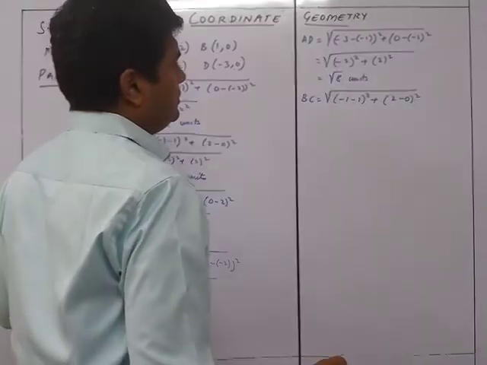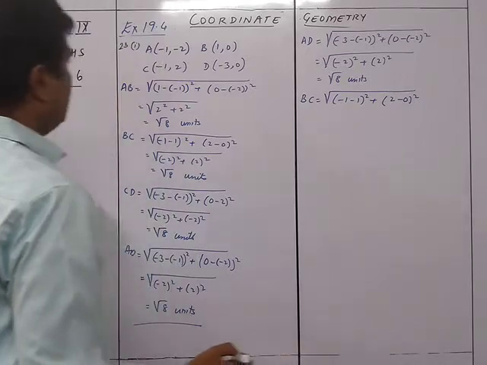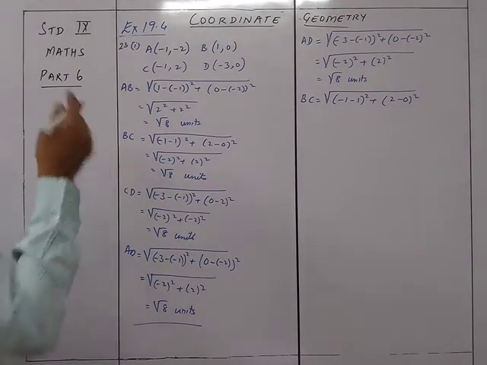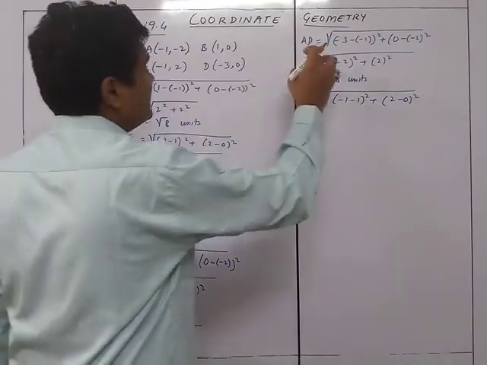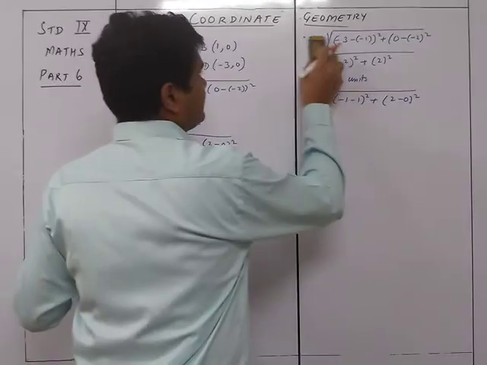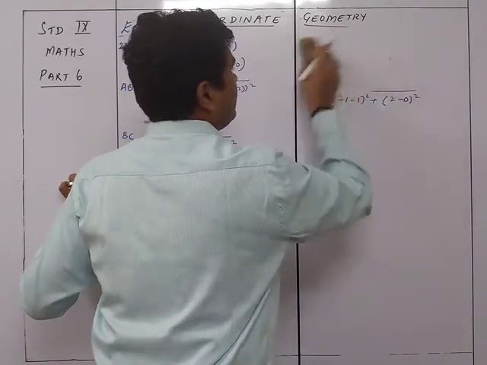Oh, how can it be? Oh no. I had to find out AC, not BC. This BC has already been found. I was thinking, how did this happen?